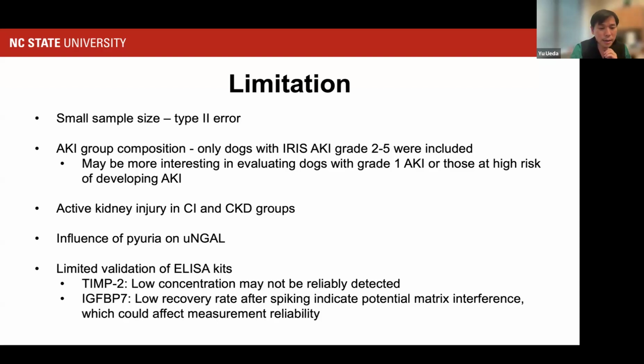It is also possible that there are active kidney injuries going on in the critically ill groups and the CKD groups. And again, I believe they did not rule out pyuria before they measured urinary NGAL. So if there's any lower urinary tract infection or pyelonephritis, there might be some influence from neutrophils on the NGAL concentration in urine.